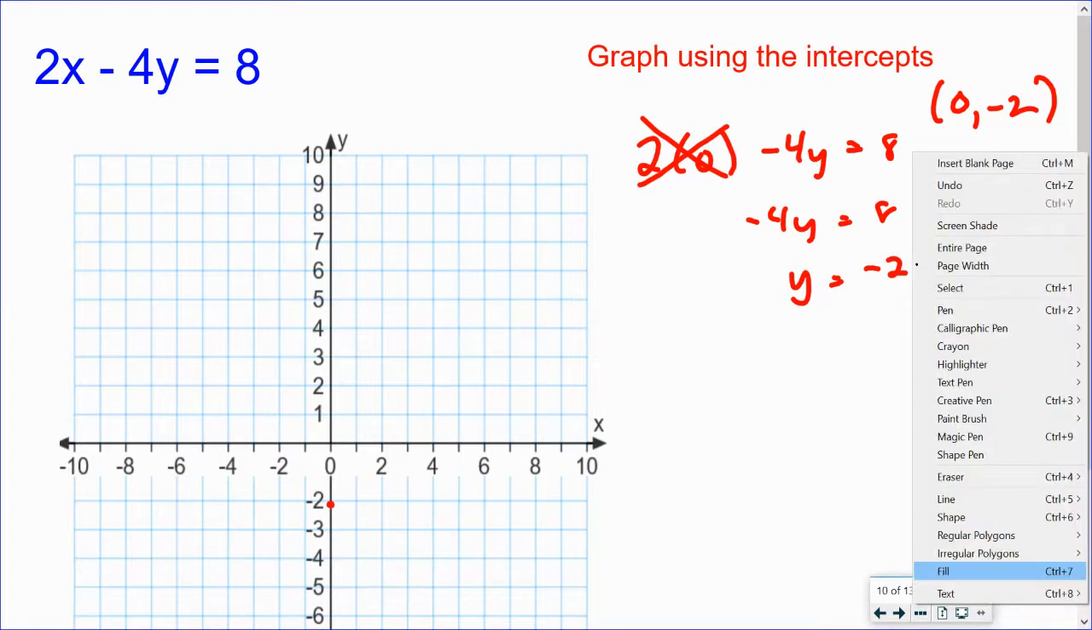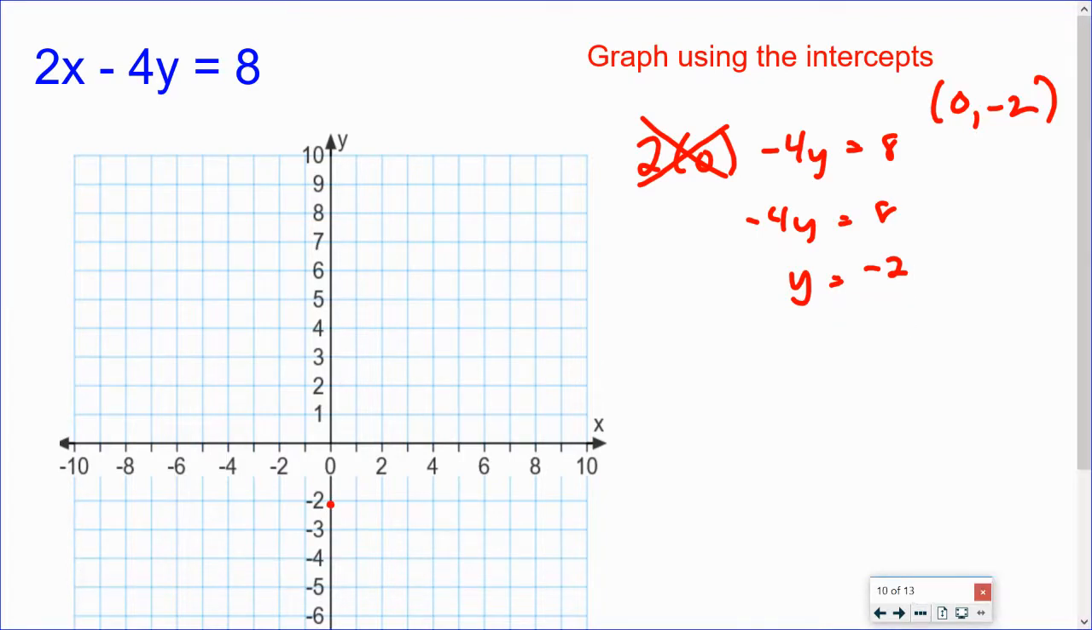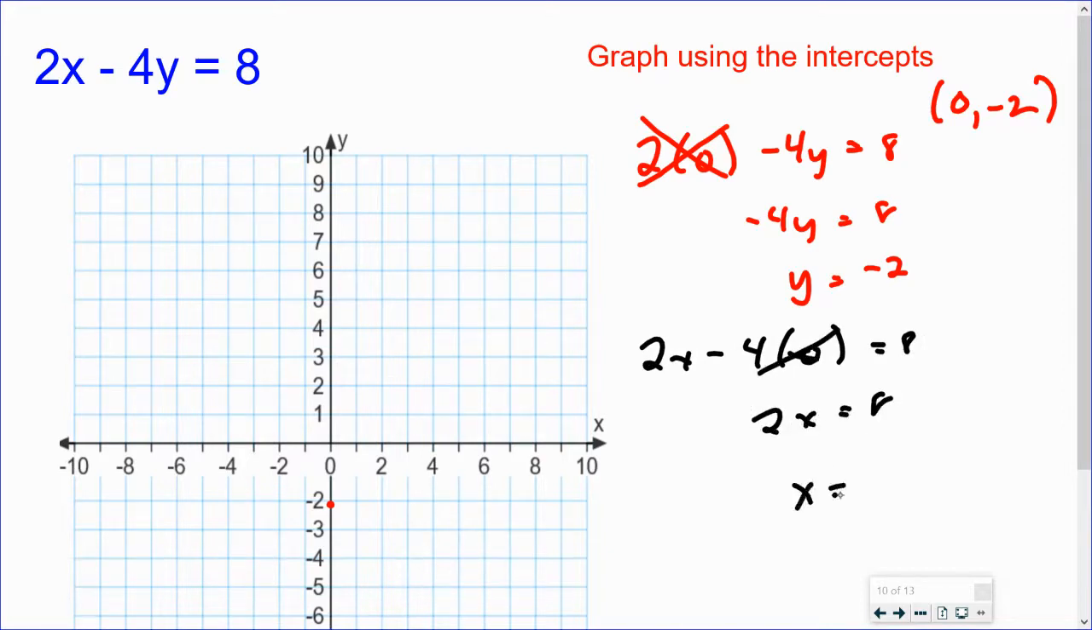Now let's do the other one. That's the y-intercept. Let's figure out what the x-intercept is. To do that, I put that 0 in for the y. This goes away. Divide both sides by 2, I get 4. So that means this is 4 comma 0. So over 4, 0 per dot. And so if I did that, I go up 1, 2, 3, 4.